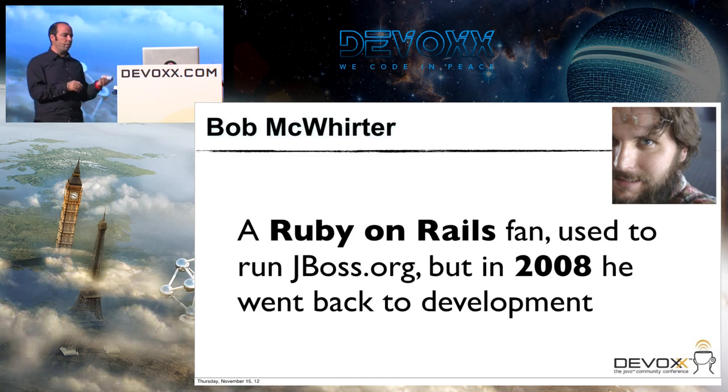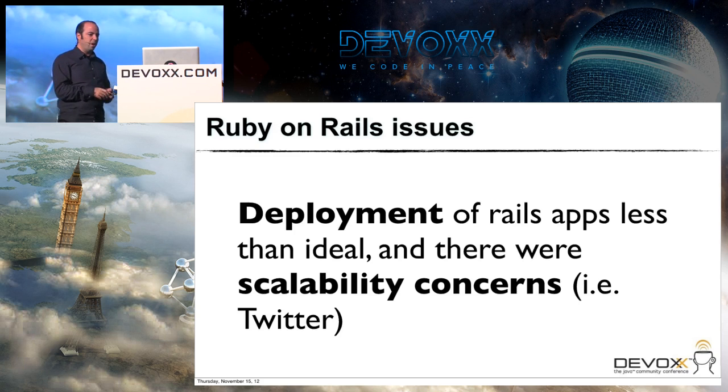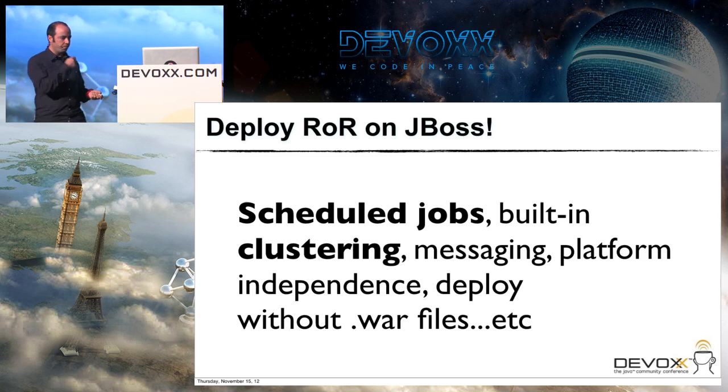Okay. So back in 2008, when Bob wanted to develop an application in Ruby on Rails, he found that Ruby on Rails was great for developing applications very quickly, but unfortunately, some of the things in Ruby on Rails were less than ideal. Deployment didn't work that well. It also required some admin procedures at the time. If you wanted to do scheduled jobs, you had to use crontabs. And around the same time, Twitter was quite worried about the scalability problems of Ruby on Rails, and it actually decided to ditch it.